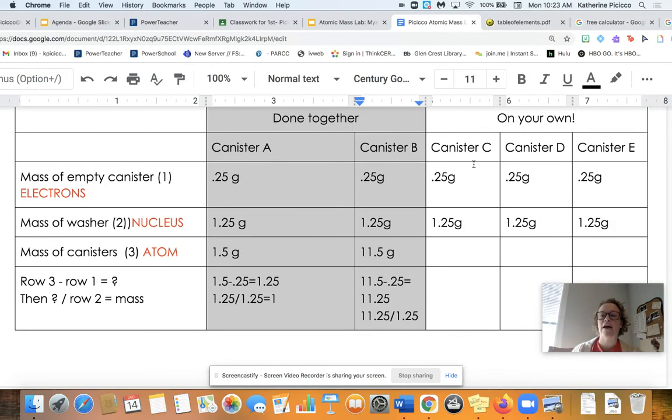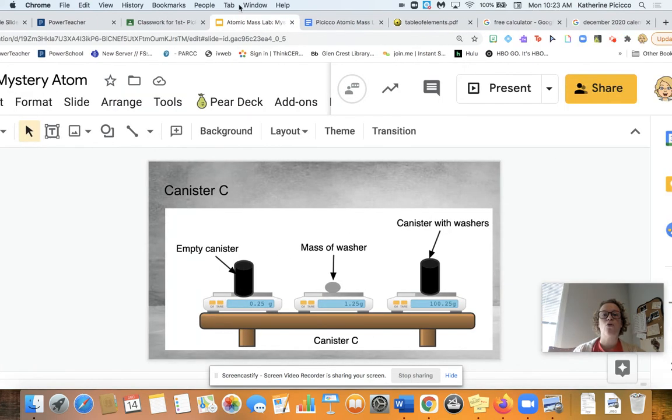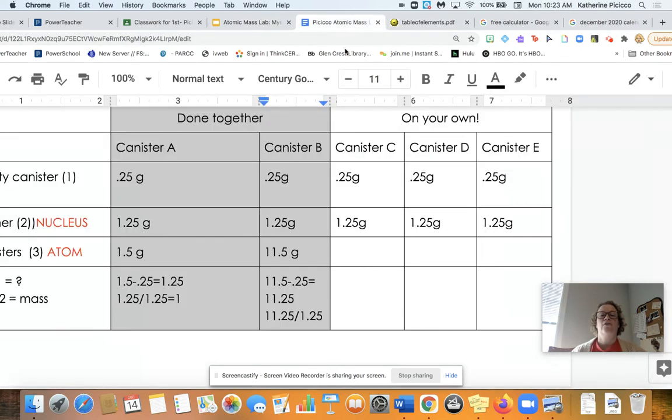Stop the video at any time. Let's look at canister C. Okay, canister C, we know, weighs a total of this atom. Whoa, weighs a whopping 100.25. Dang, this atom's bigger. Okay, so let's go type it in. This one weighs 100.25 grams. Okay, now we've got to do the math.